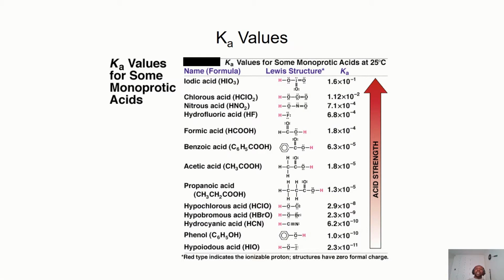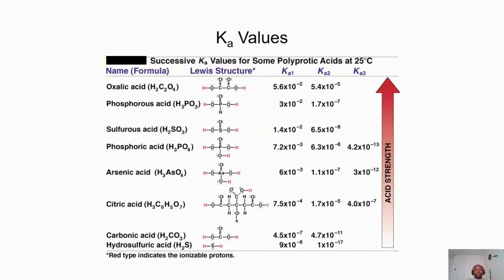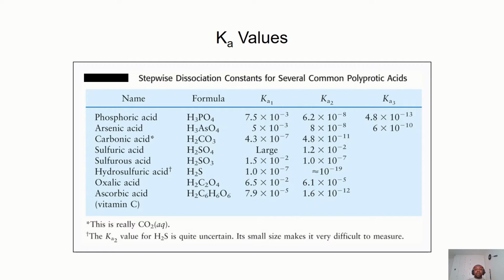You can see the table of Ka values here. If you have any calculations, you can just consult the table, look at the Ka value, and use it for the calculation. We also have polyprotic acids, and here are several more examples of polyprotic acids.